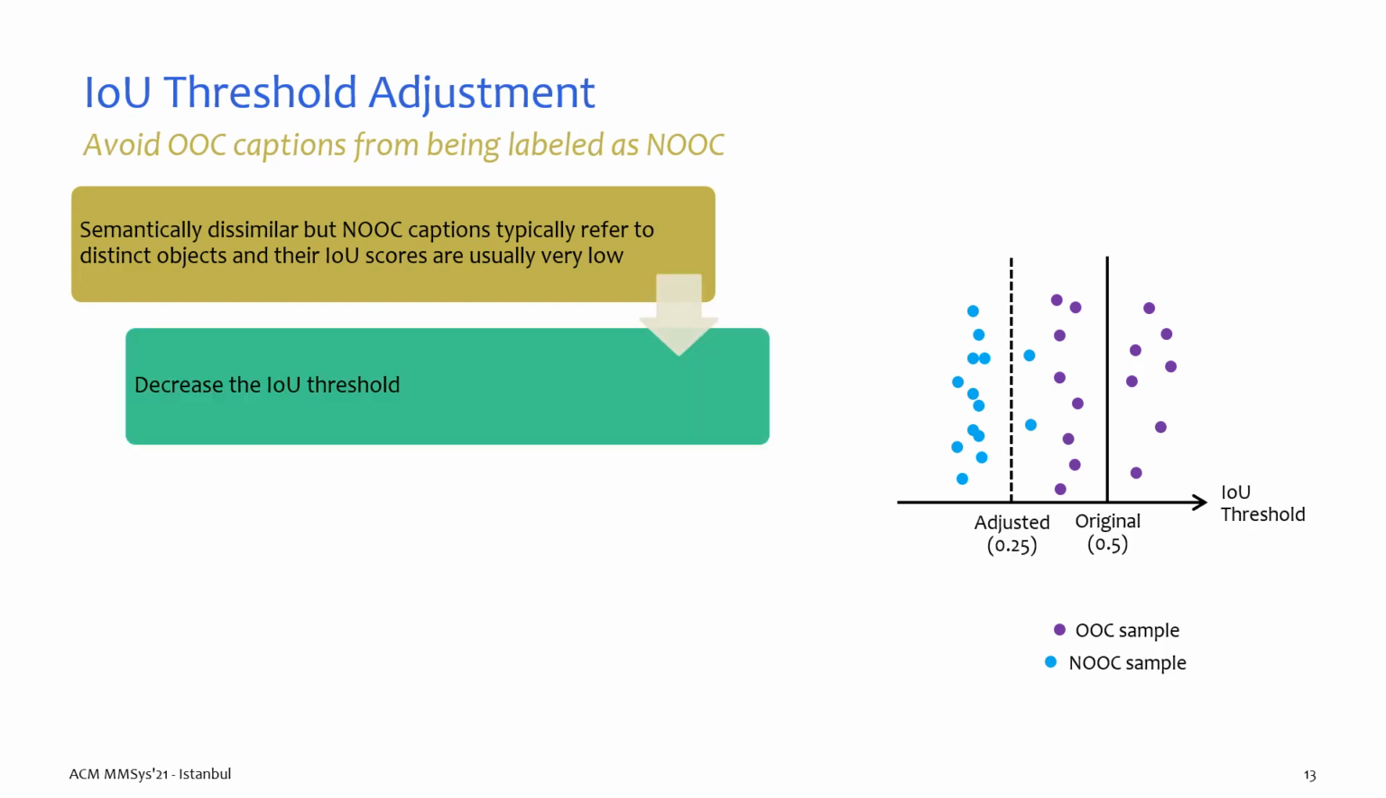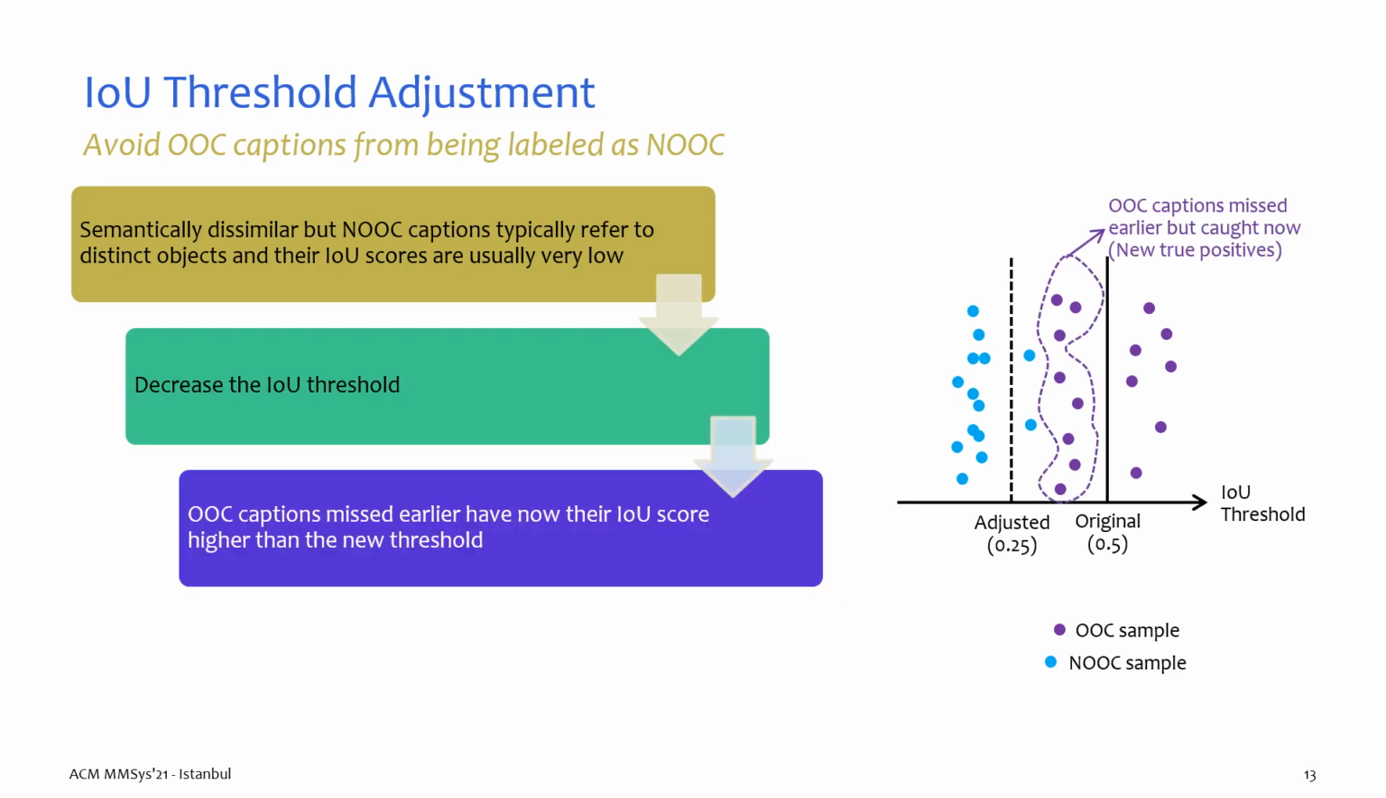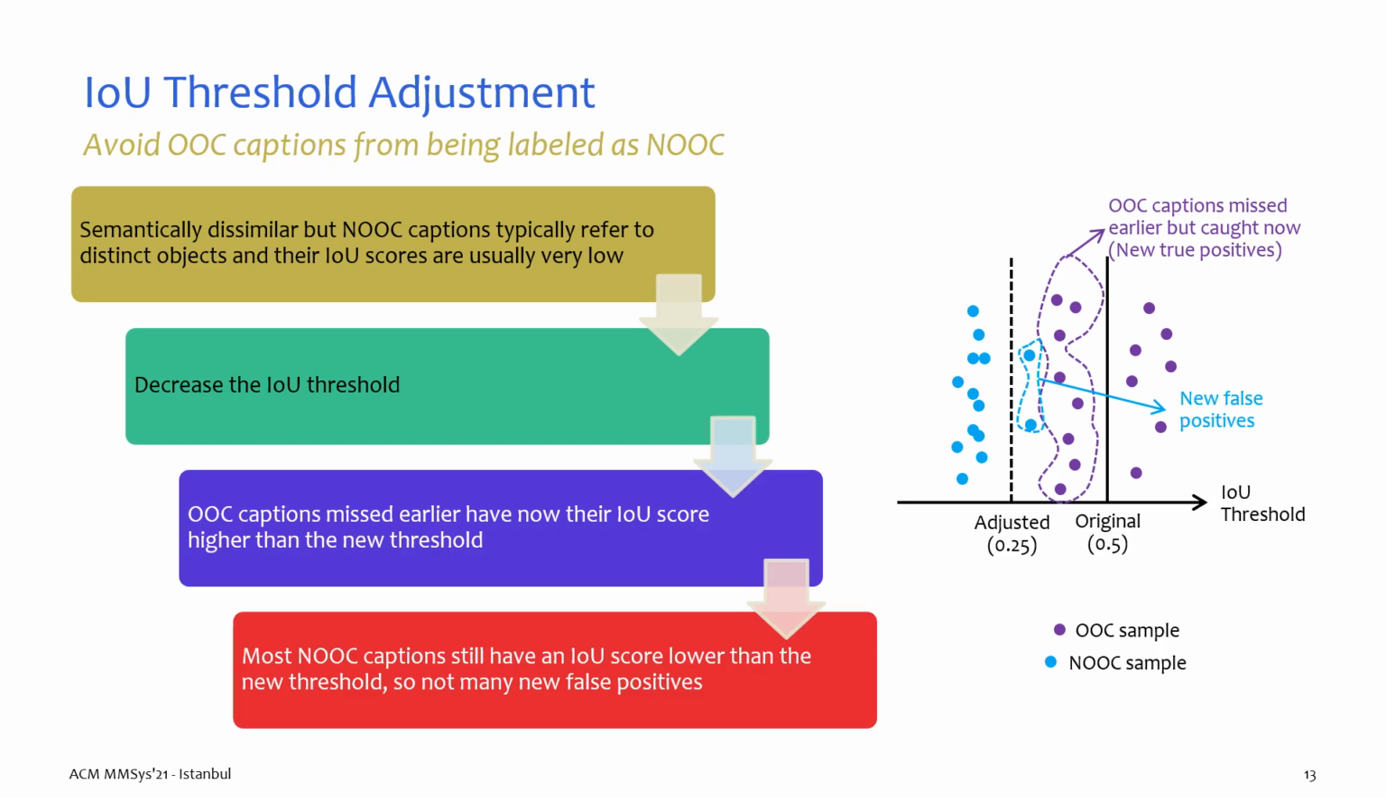Therefore, we can decrease the IOU threshold. By doing this, the OOC samples, which are out of context samples, which were missed earlier, have their IOU scores higher than the new threshold now. So they are not missed anymore. On the other hand, since most of the not out of context samples are still concentrated below the new threshold, we do not add many more false positives either.